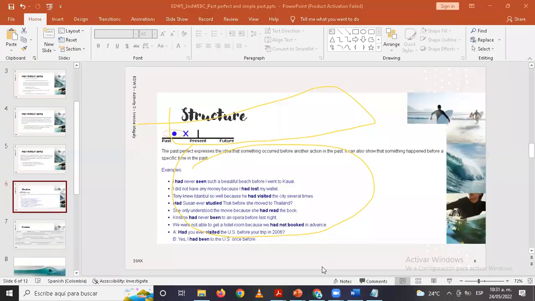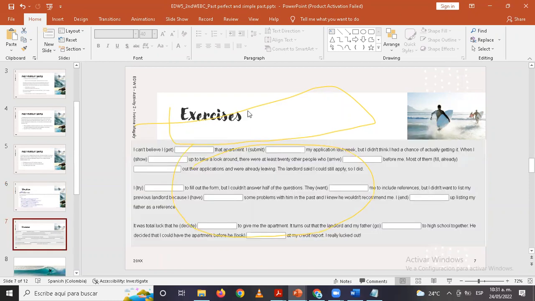Here we have some exercises. This is also what I had explained. A past before a point in the past. Here we have some more examples. I had never seen such a beautiful beach before I went to Kauai. I did not have any money because I had lost my wallet. Tony knew Istanbul so well because he had visited the city several times. Had Susan ever studied Thai before she moved to Thailand? And here some more. Here, please, the exercises.